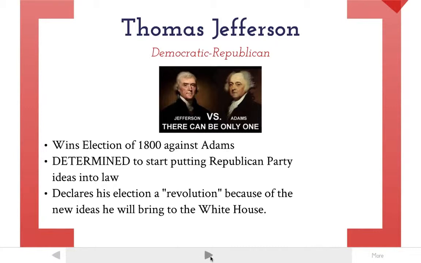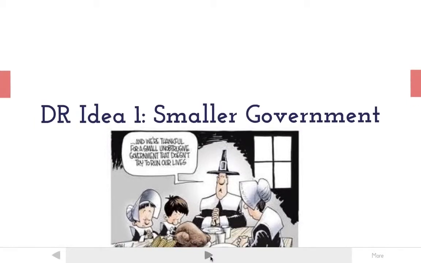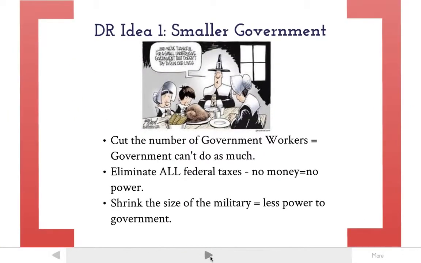Jefferson declares his election a revolution because of the new ideas he's going to be bringing into the government. The first idea that the Democratic Republicans have is a smaller government. And you see the cartoon here, they're thankful for a small government that's unobtrusive to their lives. The first thing Jefferson does to make the government smaller is cut the number of government workers. If you don't have as many people to do work, then the government can't do as much. You have a smaller government.